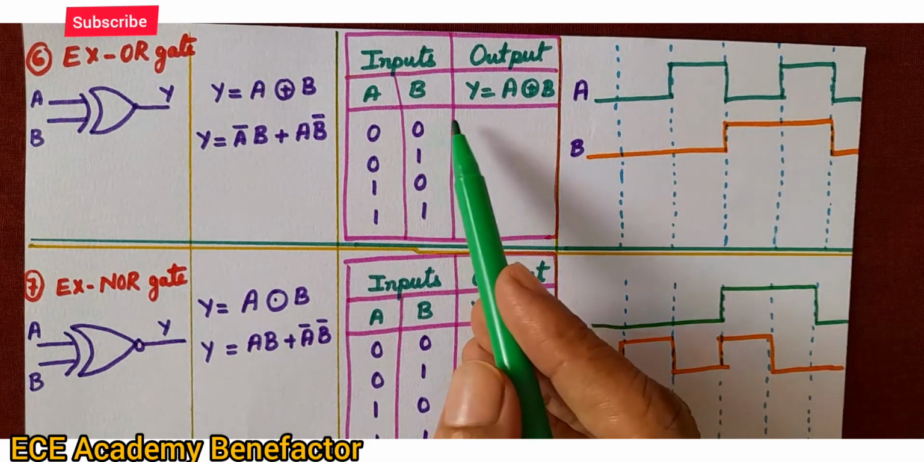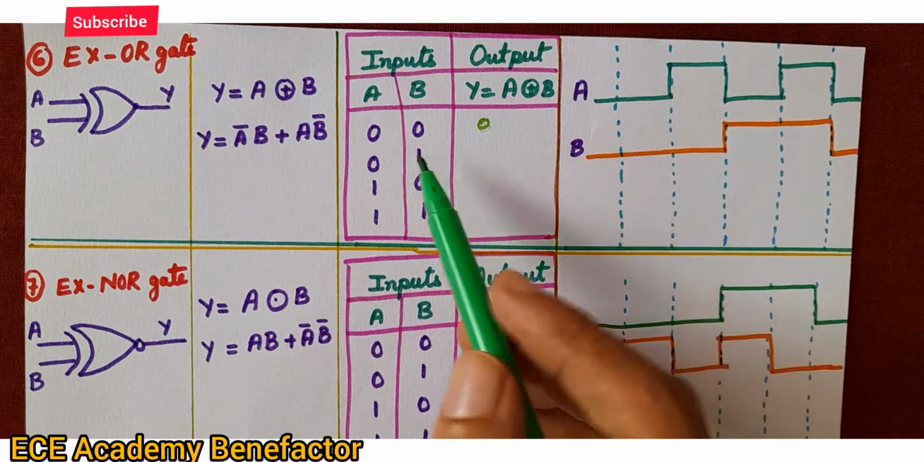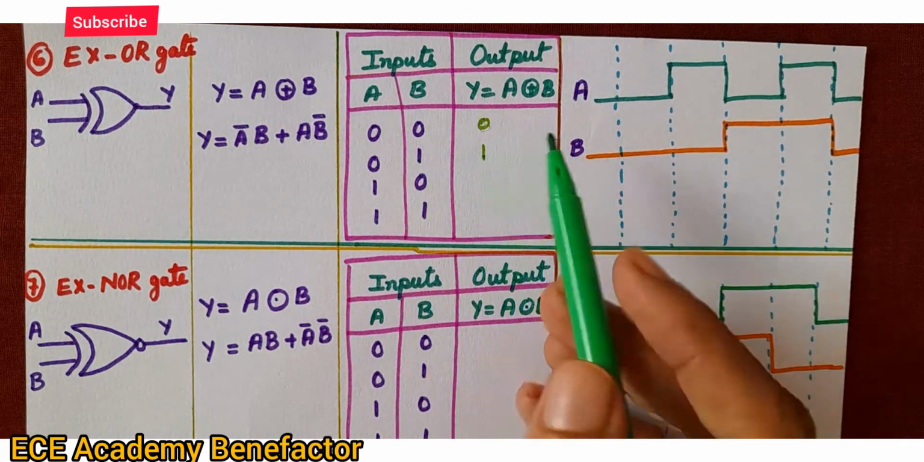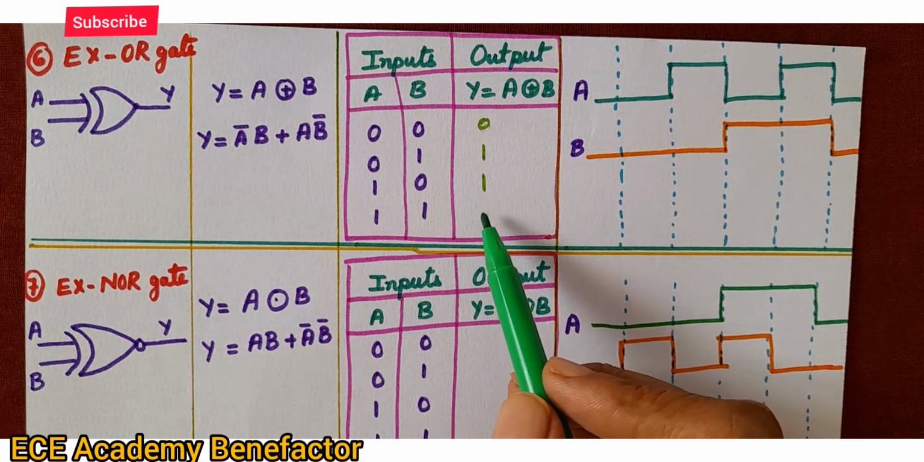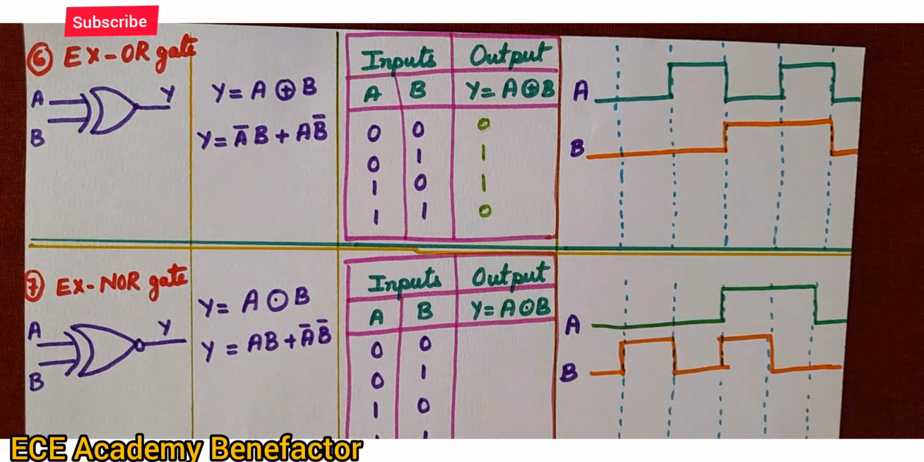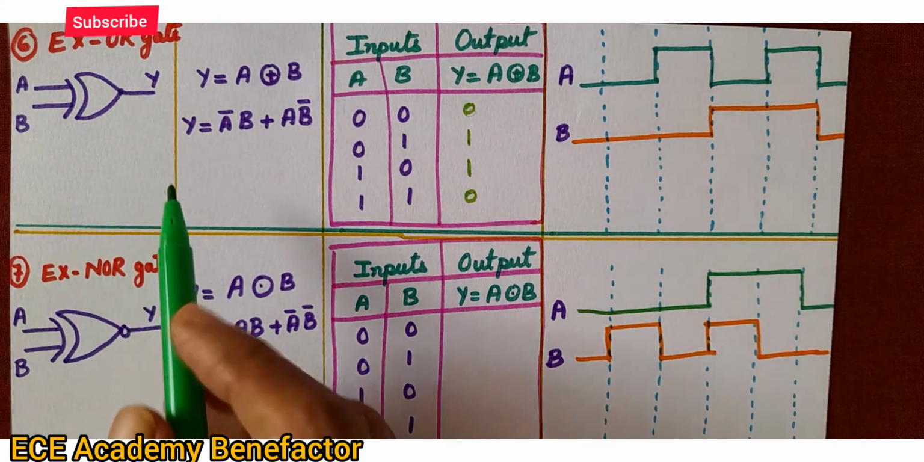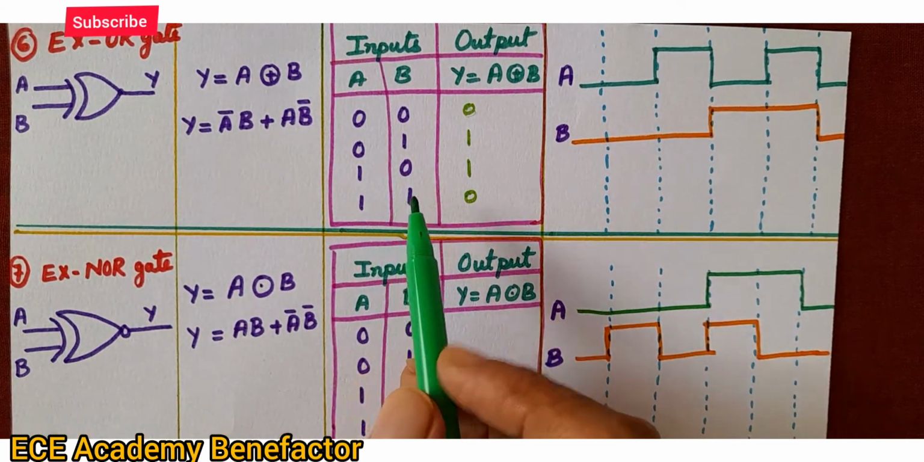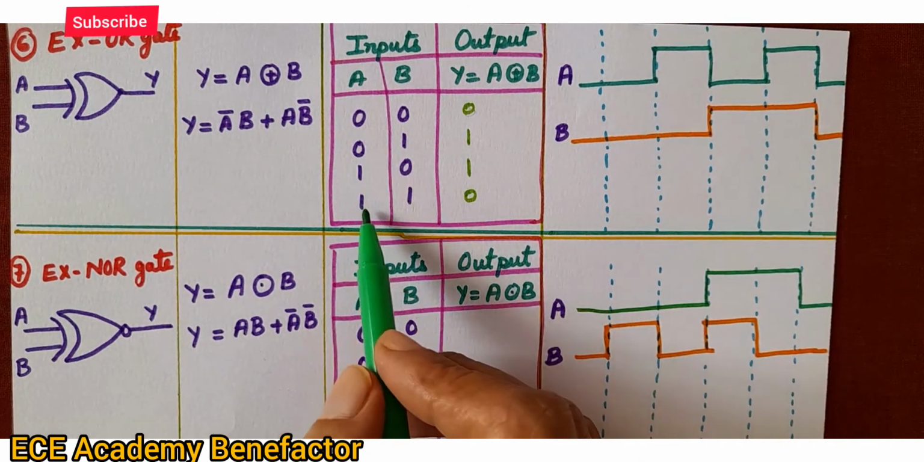So it will be 0 0, the XOR is 0; 0 1, the output is 1; 1 0, the output is 1; 1 1, the output is 0. So how are we getting this? Let me show it here. For one example, I will do it for 1 1.